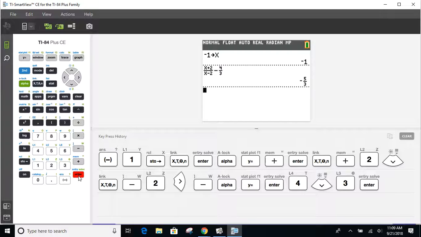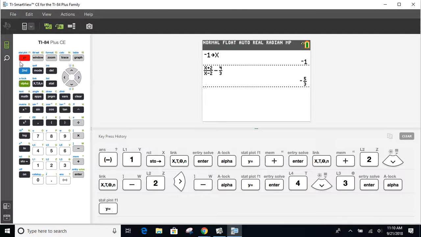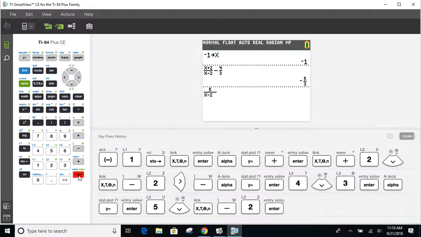It'll give me an answer. And I'm hoping now, when I plug in the right side, it'll also give me -5/3. So what's on the right side of that one? 5 over. Okay, so I go back to my fraction template and I do 5 over x minus 2. Boom. Both left and right should come out to be the same. -5/3.